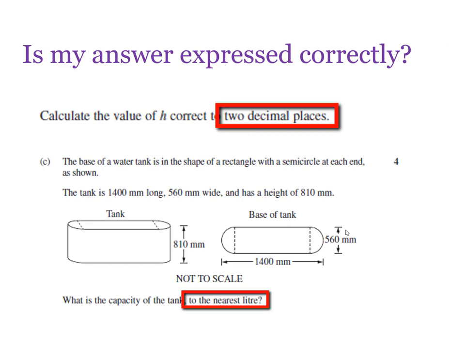Next, look at your answer and make sure it has been expressed correctly. 2 decimal places, could be 2 significant figures, could be nearest degree, hours and minutes, nearest litre. Sometimes that's worth a mark and you wouldn't want to lose a mark for that.